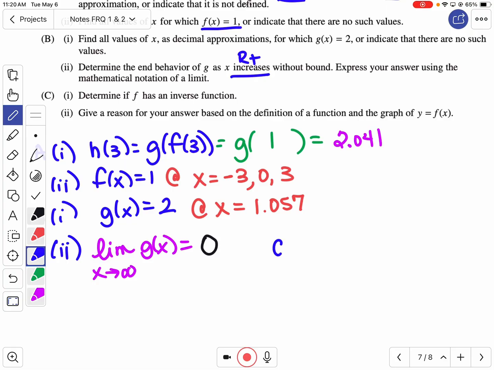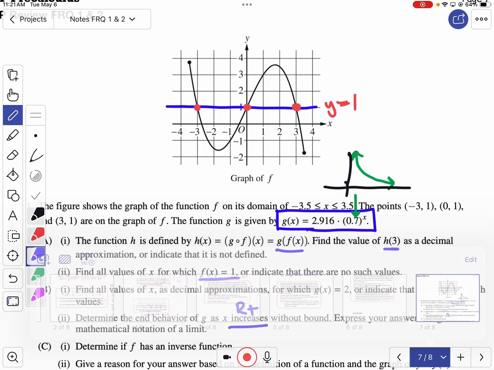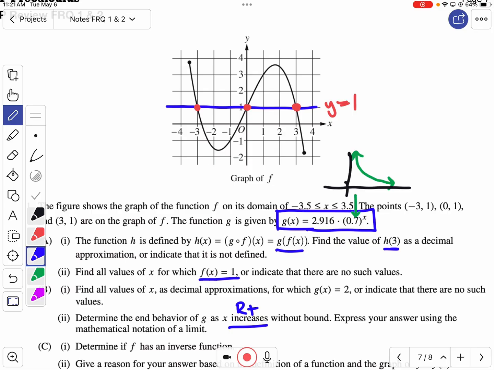Part C. So CI. Again, it's going to ask me about different things. Notice it's asking me about an inverse. Determine if f has an inverse. So let's look. We're going from negative 3.5 to 3.5. In order to have an inverse, it would have to pass a horizontal line test. Does it? It fails right here at y equals 1, because how many times did 1 cross it? 3.